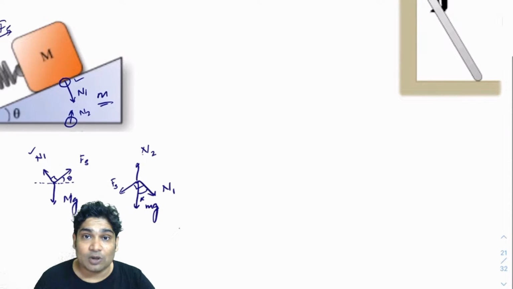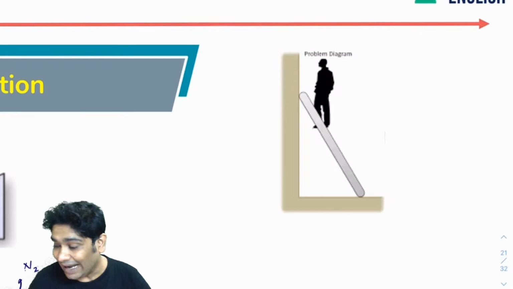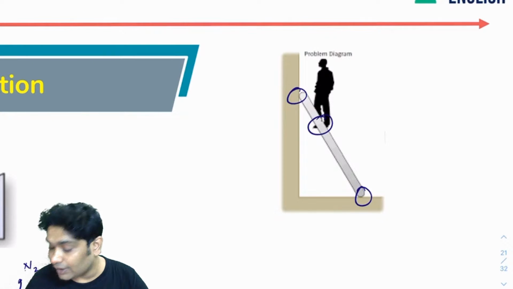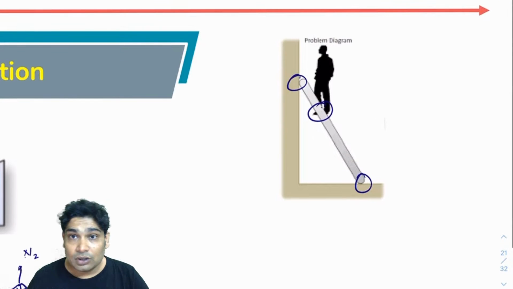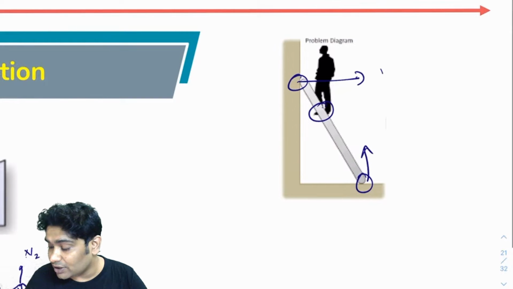Alright, so I hope you guys are all clear about the FBDs of this. Now let's talk about the FBDs of this ladder. So ladder has a contact here, has a contact here, has a contact here. Alright. So this contact would make a force here. This contact would result in a force here. So let's call this N1, let's call this N2.